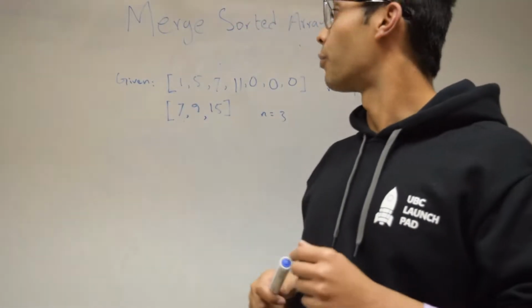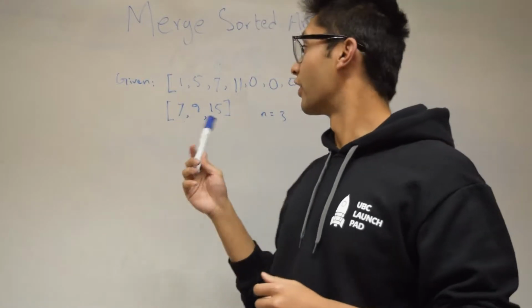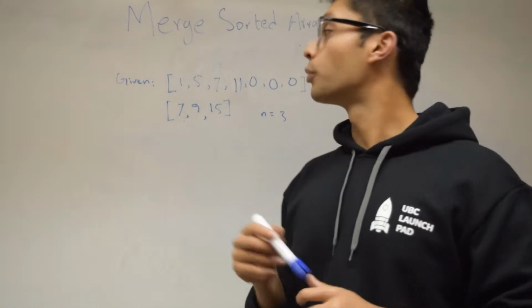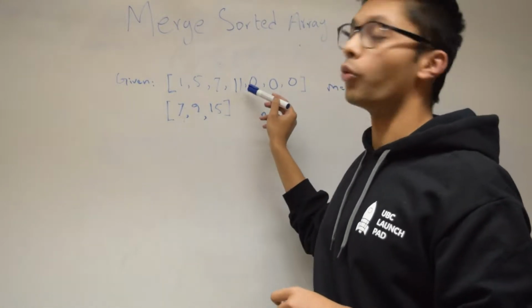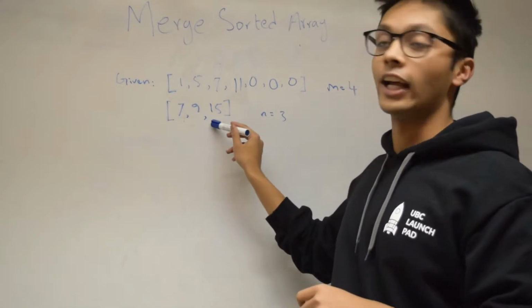Today we're going to be solving the problem of merge sorted arrays. The merge sorted arrays problem is basically: given two arrays and the number of elements in each array, you want to merge array 2 into array 1, given that array 1 has extra filler space for the elements of array 2.